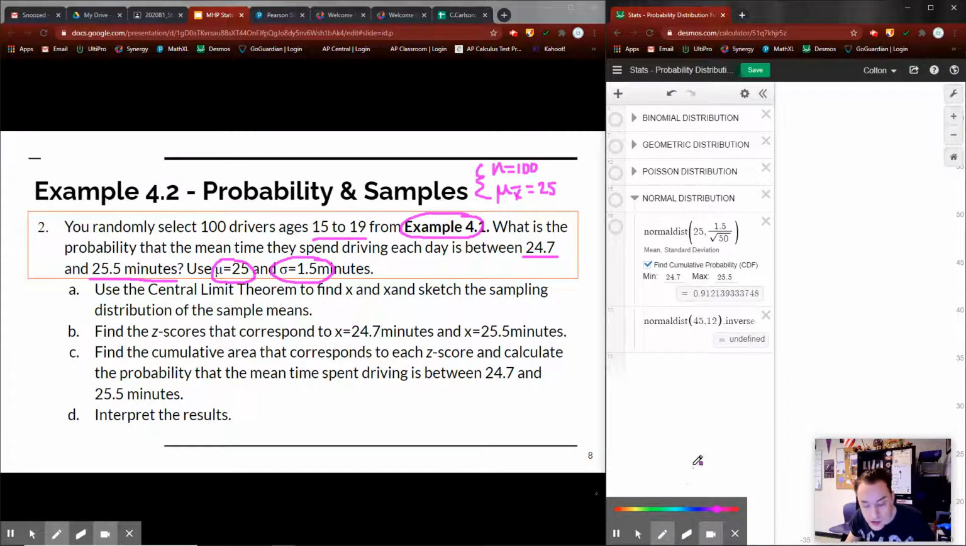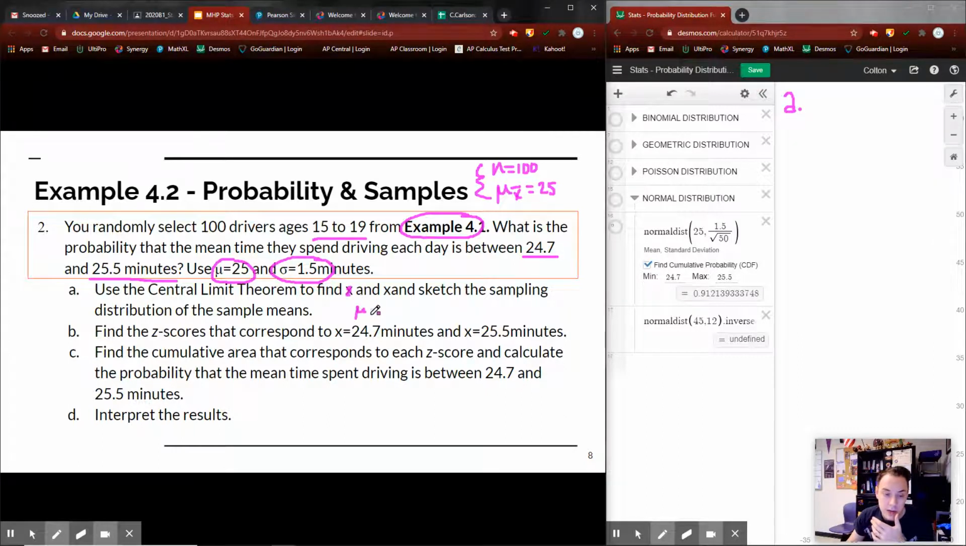So it says use the central limit theorem for A. Use the central limit theorem to find my mu sub x. This should be right here, my mu x bar, and then right here should be my standard deviation x bar, to find those and sketch the sampling distribution of the sample means. I'm actually not going to show you that. It's really what we did for 5.4a, so I'm not going to show you that. Very simple. It really is just a normal distribution with the mean in the middle.